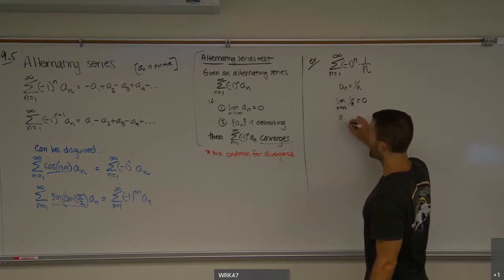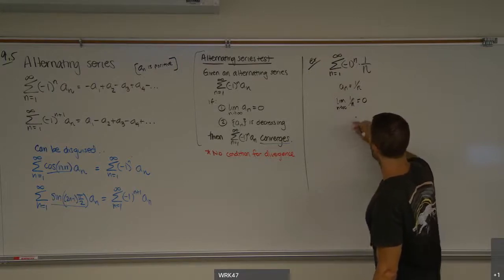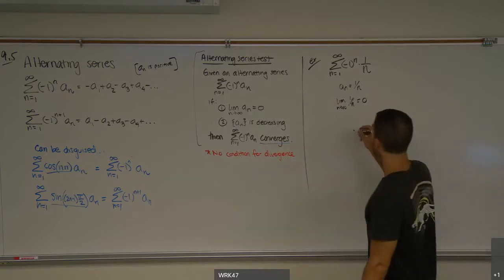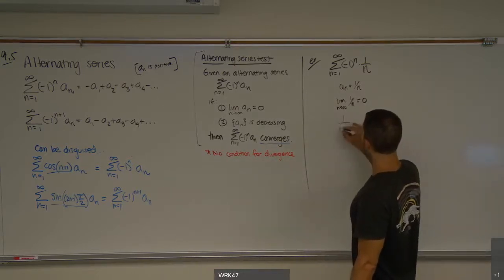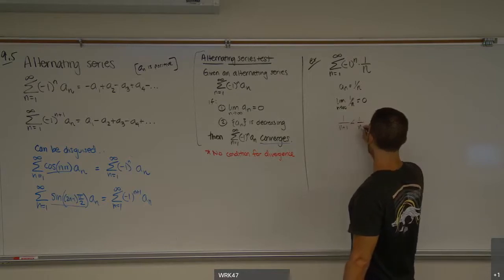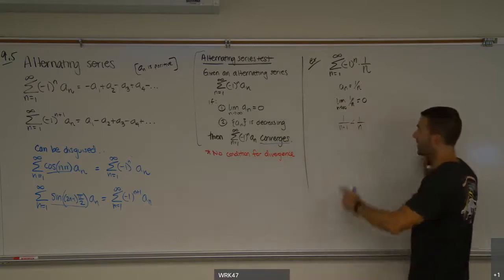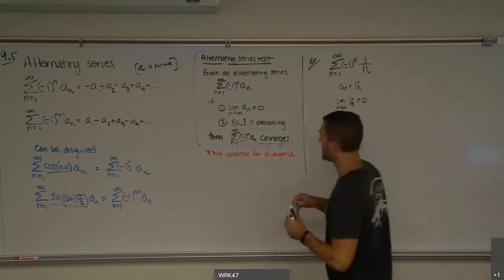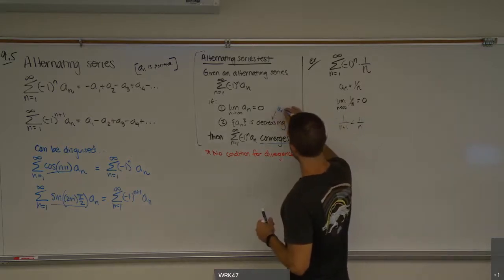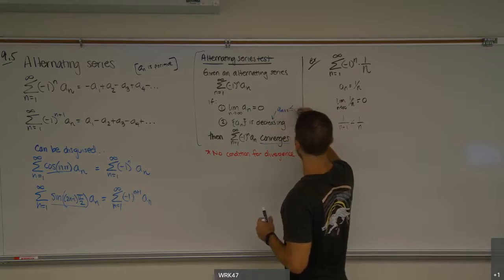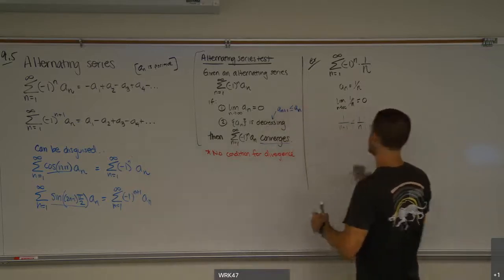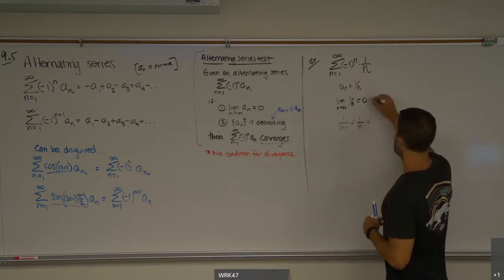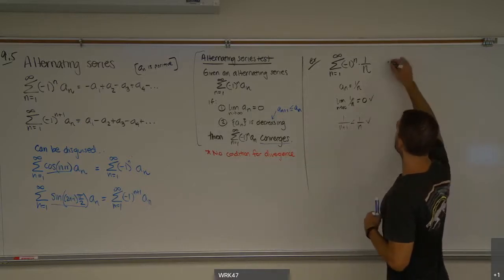Is 1 over n decreasing? There are different ways of going about that, right? We talked about monotonicity back at the beginning of chapter 9. And so is 1 over n plus 1 less than 1 over n? Right, the next term in the sequence is smaller than the one before it. Remember, decreasing, we can encode it like this, monotonic. Is this true? Yes. So this series converges.